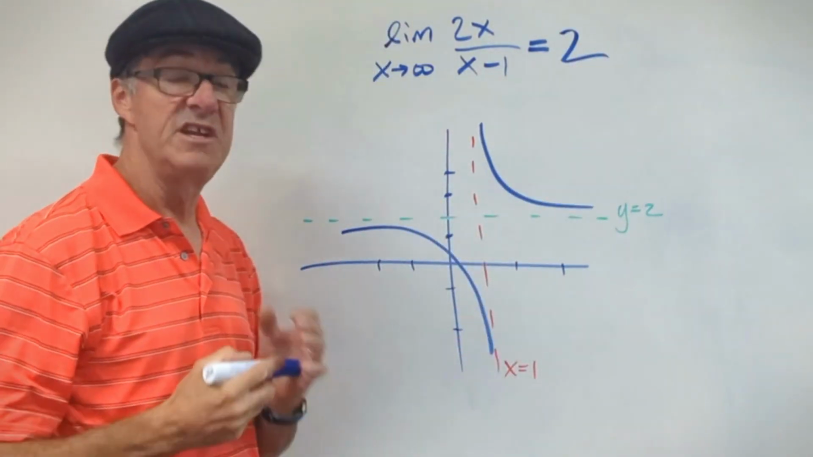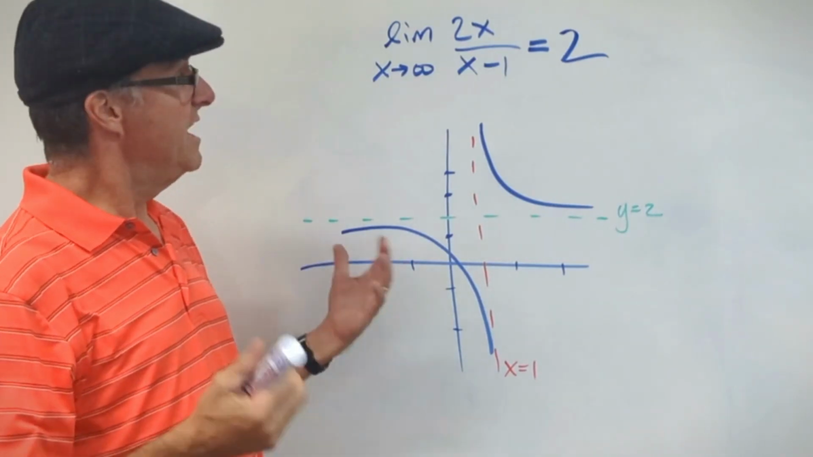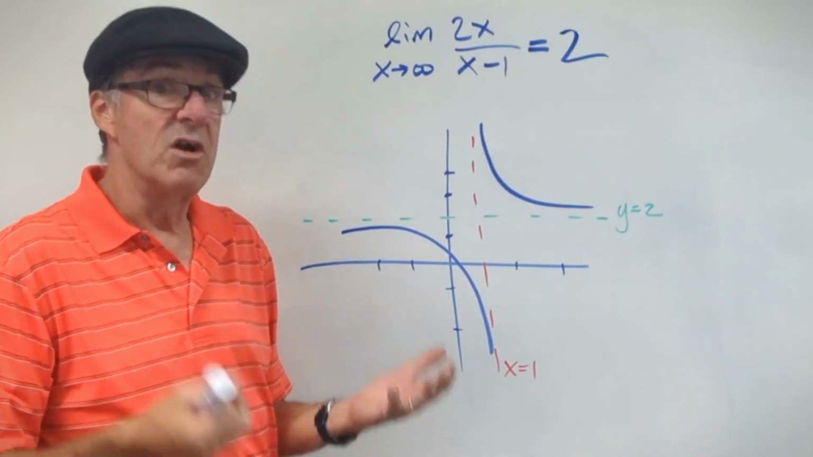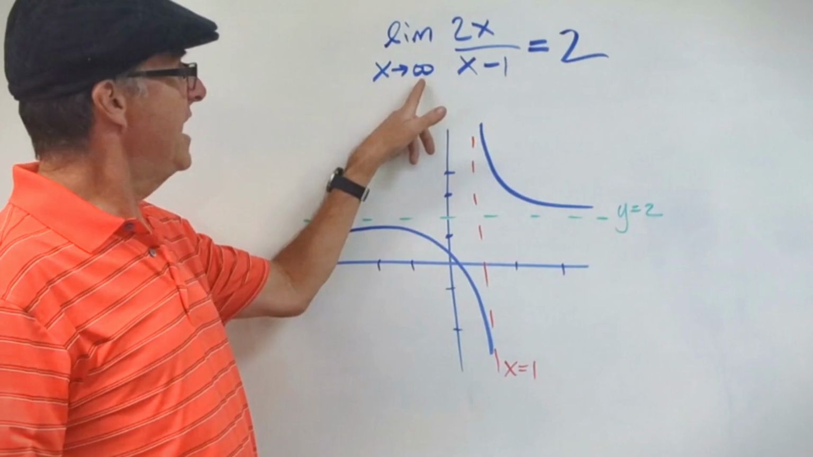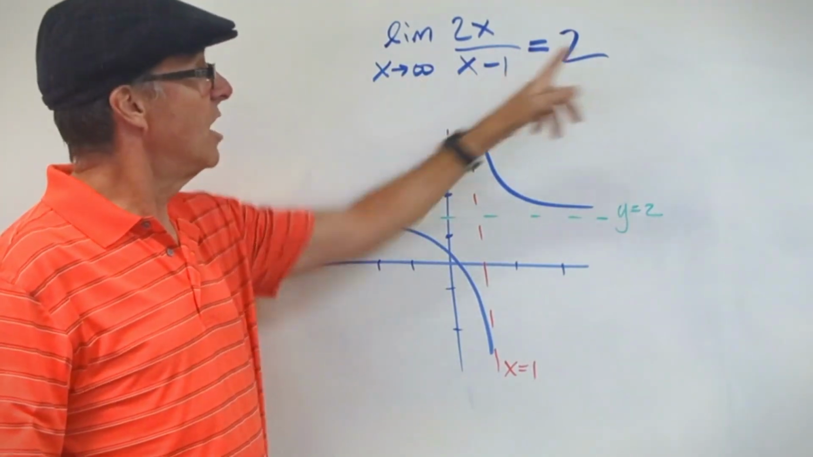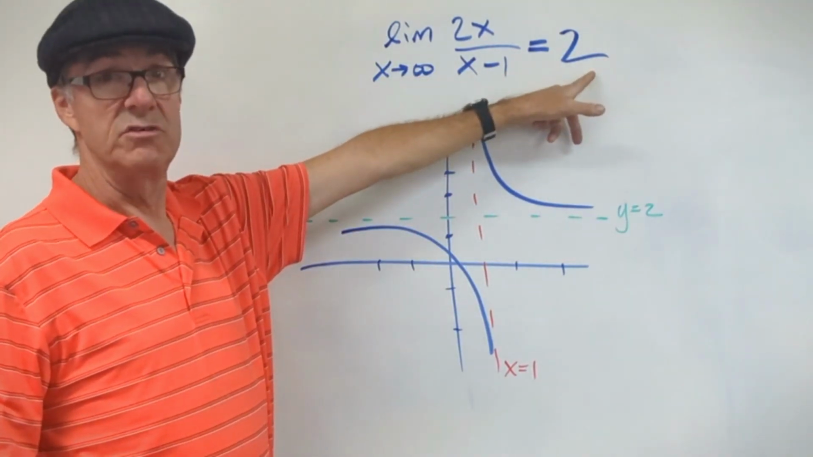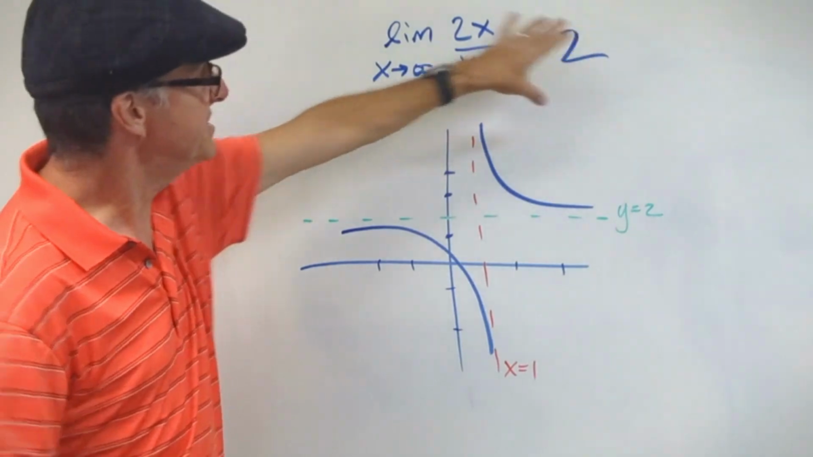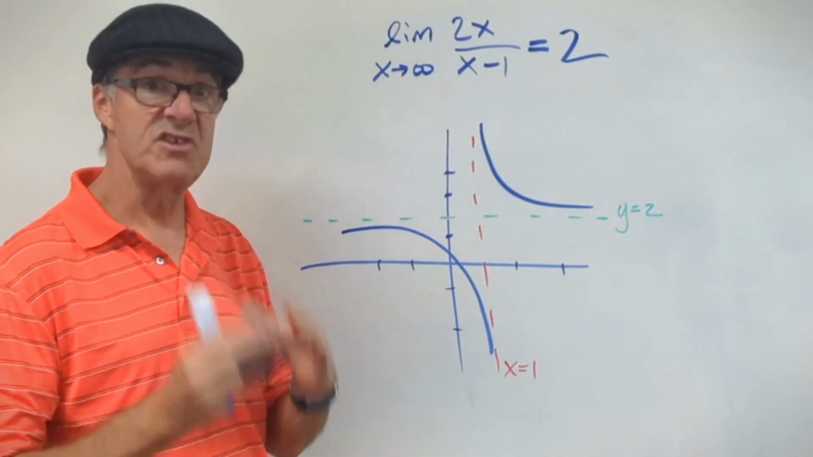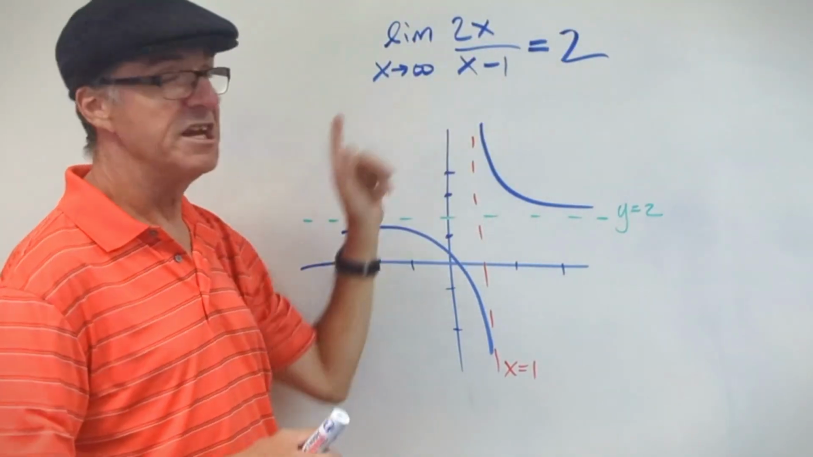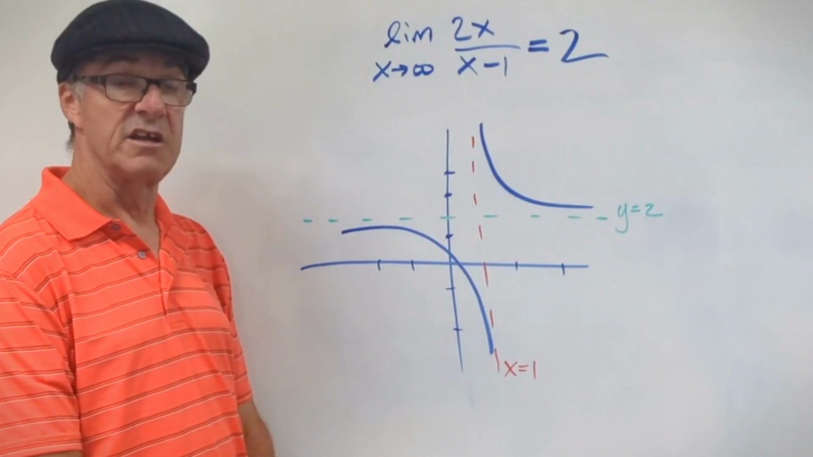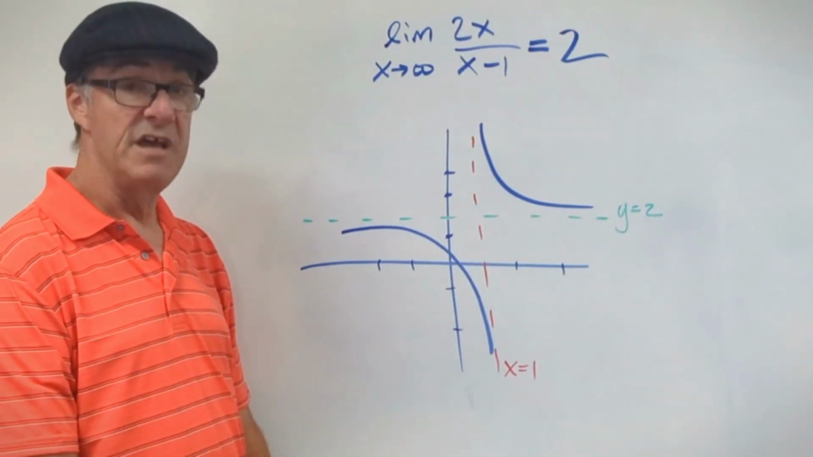Now I want you to pause the video and determine if we're approaching the same number from the left and the right. So as x approaches negative infinity, are we also approaching 2? Because if that's true, this statement is correct. If it's not true, we need to make a little edit here to make sure that it is correct. So pause the video, do that, and come back.